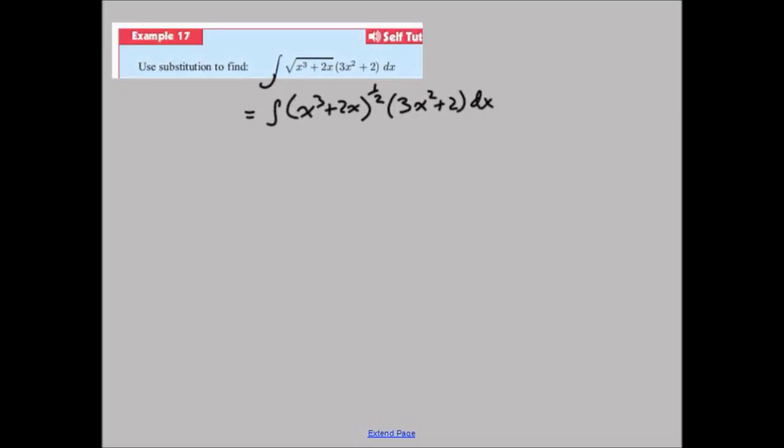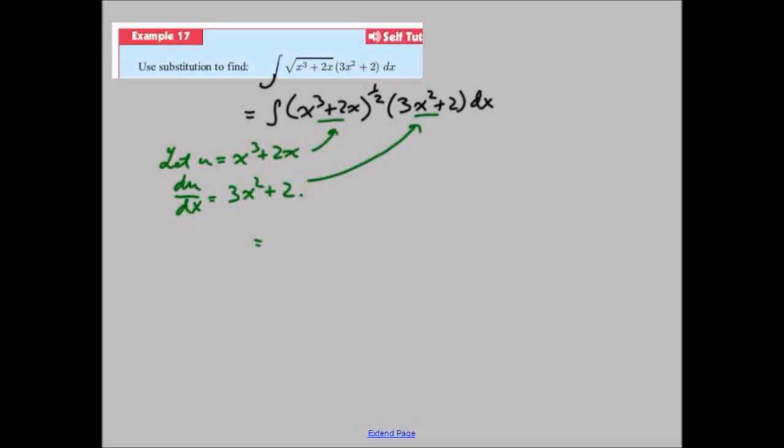Now, is one of these expressions the derivative of the other? Yes, this one is the derivative of this one. Okay, so we're going to let u equal x cubed plus 2x. Now notice then that du/dx equals 3x squared plus 2. Okay, so that's good. This is this guy, and this is this guy.